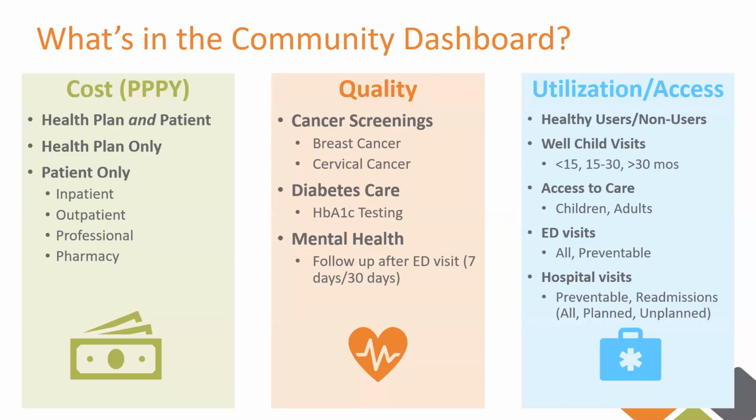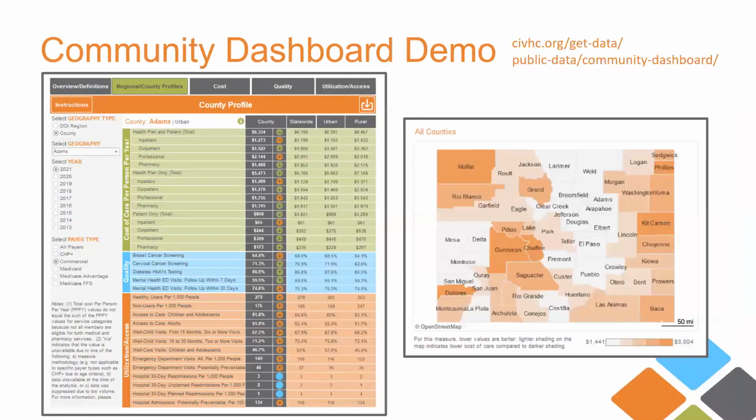And then we have a couple of utilization measures that folks don't want to be doing. We don't want to have a bunch of people going to the ED for things that are preventable, but we also have all ED visits to give that perspective. And then we also have hospital visits, both preventable and readmissions as well. So we have all readmissions, all 30-day readmissions, planned 30-day readmissions, and unplanned 30-day readmissions. So those are the measures.